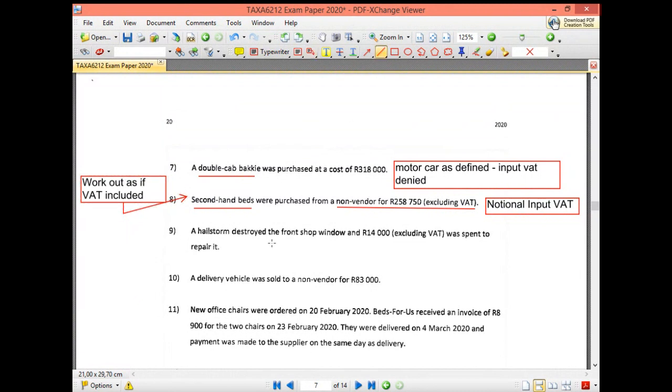Then the next one, we've got a hailstorm that destroyed the front shop window, and 14,000 excluding VAT was repairs. Now, because this is excluding VAT, here you would actually multiply it with 15 over 100, as opposed to the 15/115. So this is what you had to see in this one that is different, and this would also be input VAT.